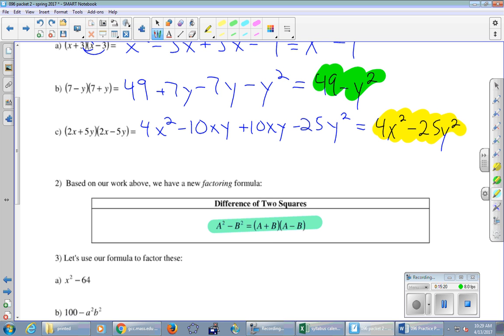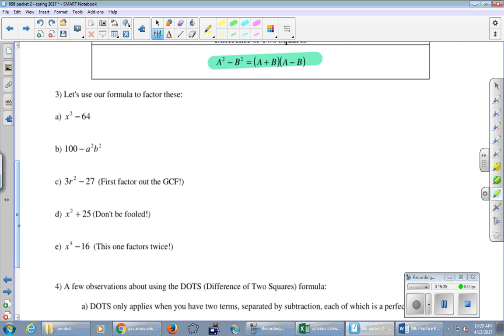It is called the difference of two squares because there is a subtraction sign in the middle, and a squared is a perfect square and b squared is a perfect square. And when you see exactly that pattern, like 49 minus y squared, a squared minus b squared, you factor it as a plus b times a minus b. Let's use that formula to do these examples here.